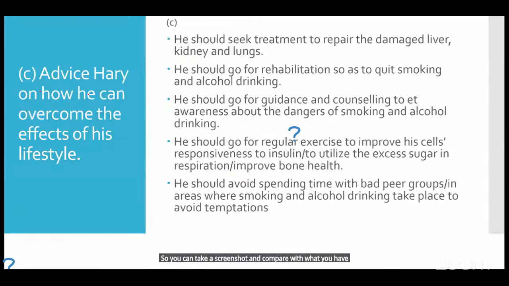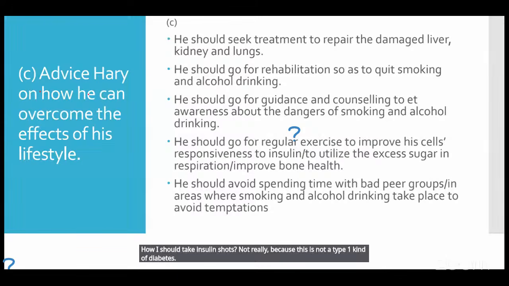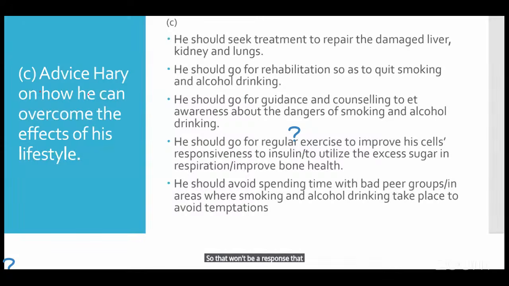Should they take insulin shots? Not really, because this is not a type 1 kind of diabetes. So that won't be a correct response. Should engage in safe physical activities as advised. That is okay. Please take screenshots because we want to go to the next item.